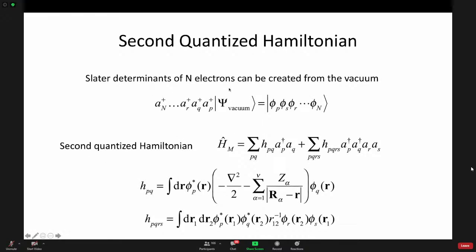So the Slater determinants of n electrons can be created from the vacuum. The vacuum has nothing in it. And by using these creation operators, we can construct the Slater determinant of n electrons. And using the creation and annihilation operators, the second quantized Hamiltonian is described like this. This first term is the kinetic and the nucleus-electron attraction terms, and the second term is the electron repulsion term. So this is the Hamiltonian we'll tackle.